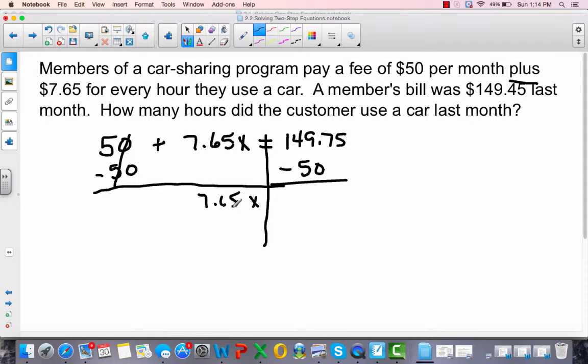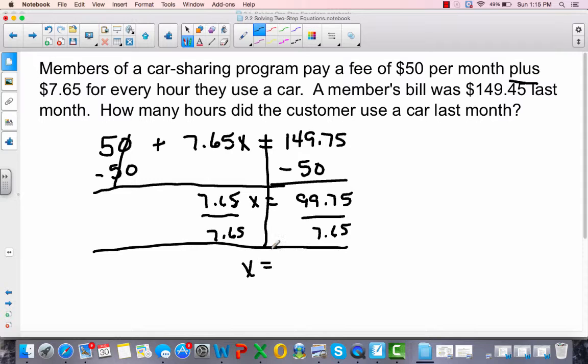7.65x equals 99.75. And then we divide both sides by 7.65. Draw a line indicating a new step. And our answer is x equals 13 hours. So, how many hours did the customer use the car last month? 13 hours.